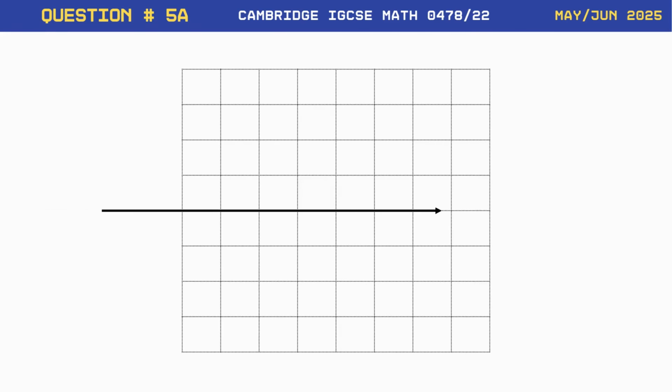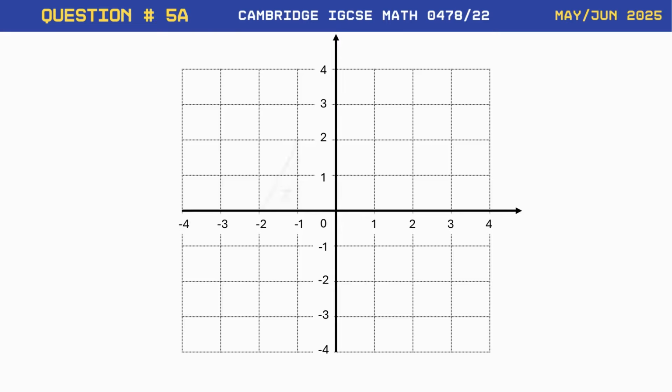Let us analyse the question. We have a graph, and there are two triangles on it. One is represented by T and the other by U. Part A of the question is related to the translation of triangle T.